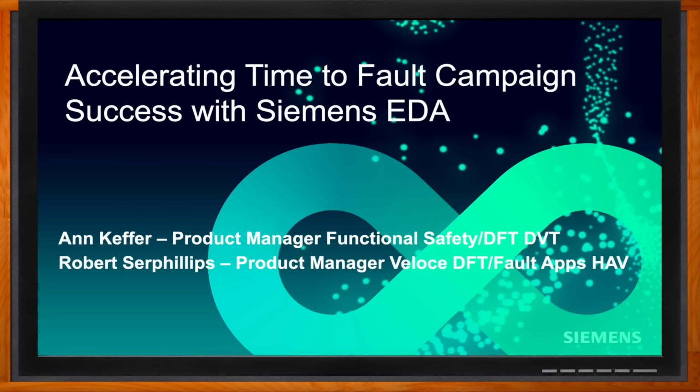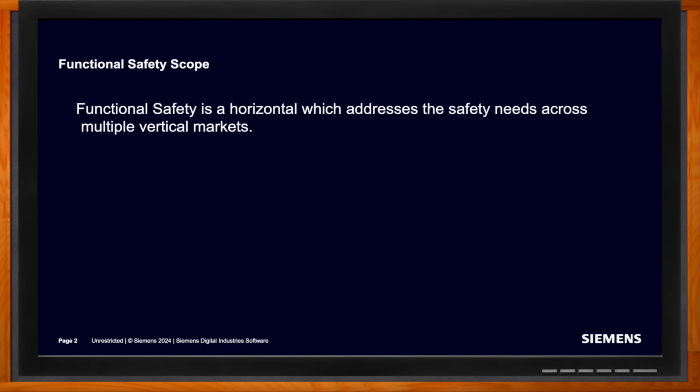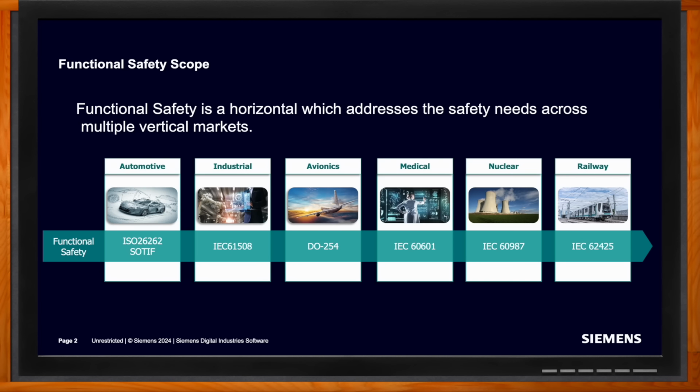Right. Well, there's a number of safety critical markets, most of which are governed by a standard or some sort of safety standard, starting with automotive all the way to trains, railway. But the focus of this presentation is on the automotive functional safety, specifically ISO 26262.